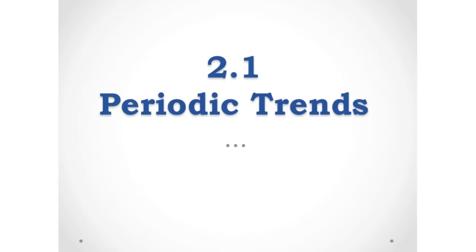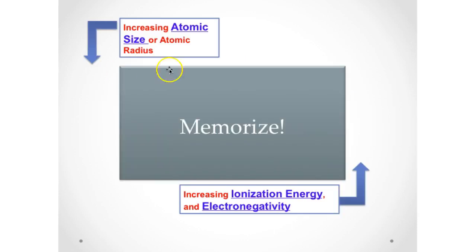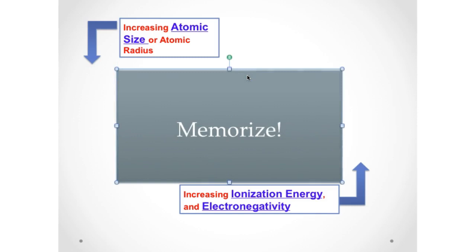Okay, so this is lesson 2.1 on periodic trends. In class, I asked that you guys memorize this pattern. This box right here represents the periodic table. As you move to the left and down, the size of the atom gets larger. Another word for size of the atom is atomic radius.